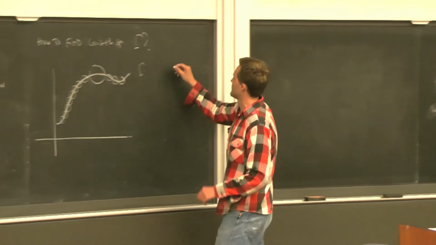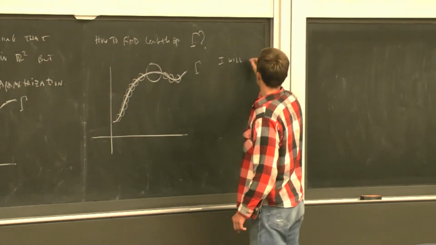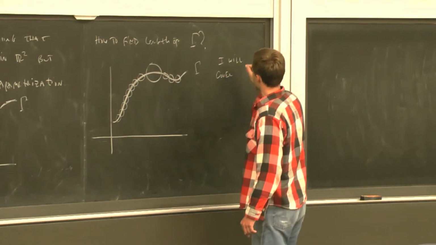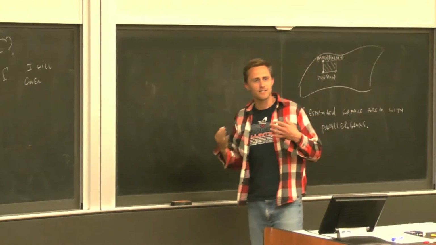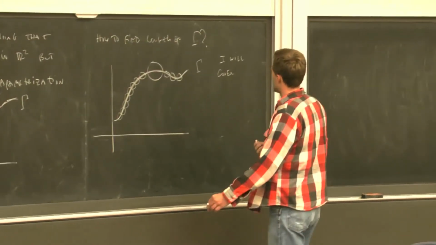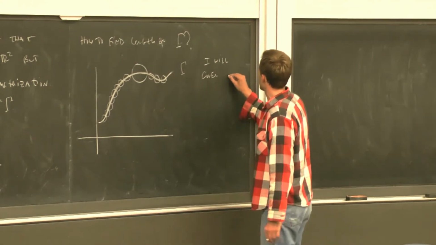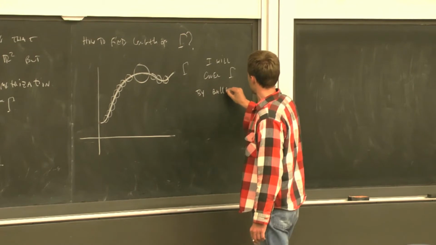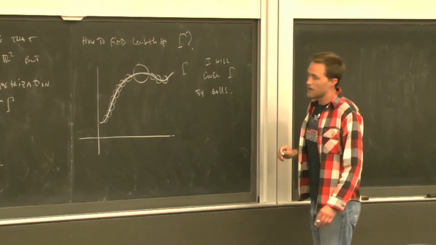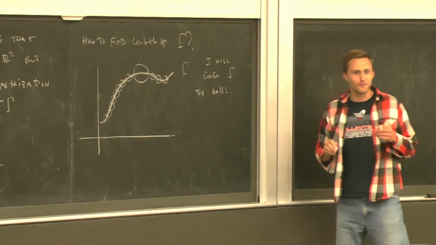I will cover. Covering just seems like an easy thing to do, right? It's easy to test whether something's a cover, right? It's a set theoretic condition. I will cover gamma by balls, right? Disjoint or just? We'll see exactly.